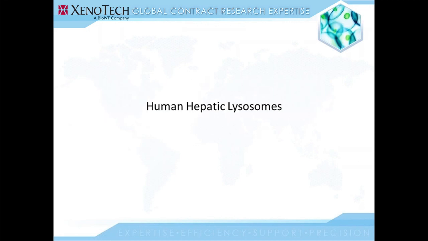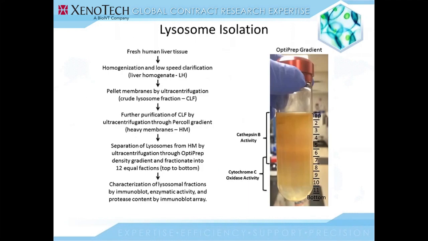Now I want to switch gears a little bit, to our human hepatic lysosomes. So just a quick outline of the protocol that we use for the lysosome isolation from human tissue. Here at XenoTech, we often get access to fresh human liver tissue. We go through a simple homogenization step where we make liver homogenate. We then take that liver homogenate, do a very quick ultracentrifugation spin, which makes our crude lysosomal fraction.